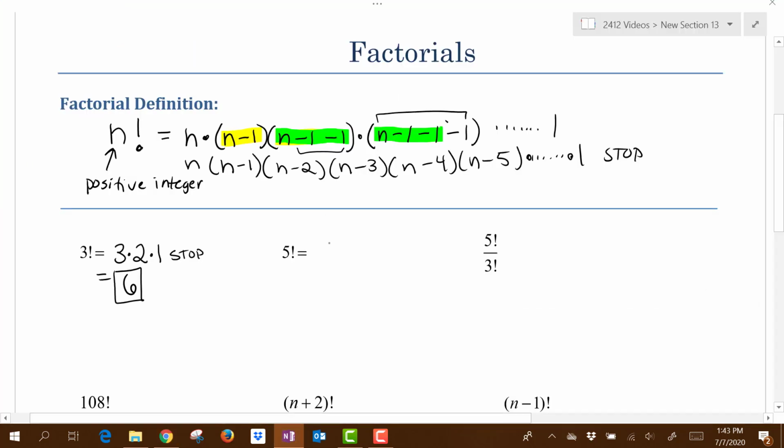Alright, what is 5 factorial? So that would be 5 times 1 less than that, times 1 less than the 4, times 1 less than the 3, times 1 less than that, and once I get to 1, a positive 1, we stop. So what is 5 times 4 times 3 times 2 times 1? We get 120.